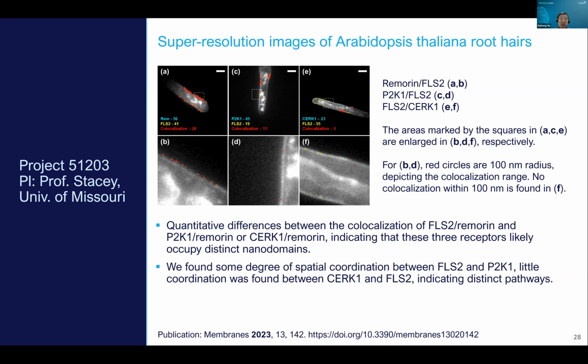Since this talk is about the microscope, I'm not going to go through the complex mathematical analysis. Basically, here I just present the conclusion. We see those receptors are within some nanodomains, but they may be in distinct nanodomains. We also observe a little colocalization between FLS2 and P2K1, but little coordination between SERK1 and FLS2. This work was recently published.